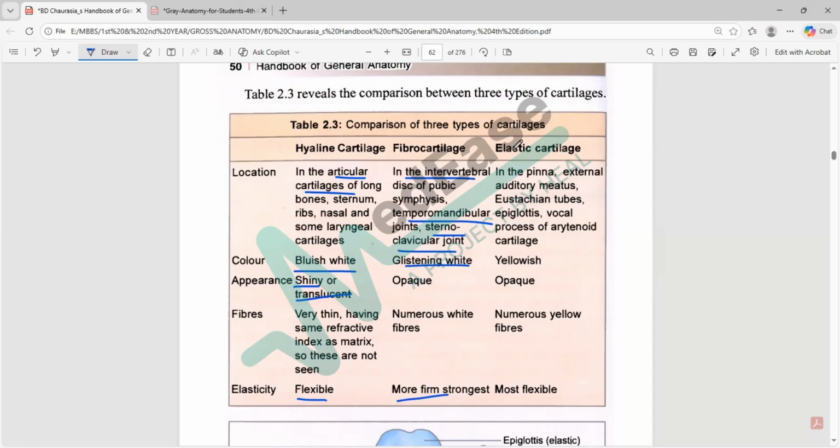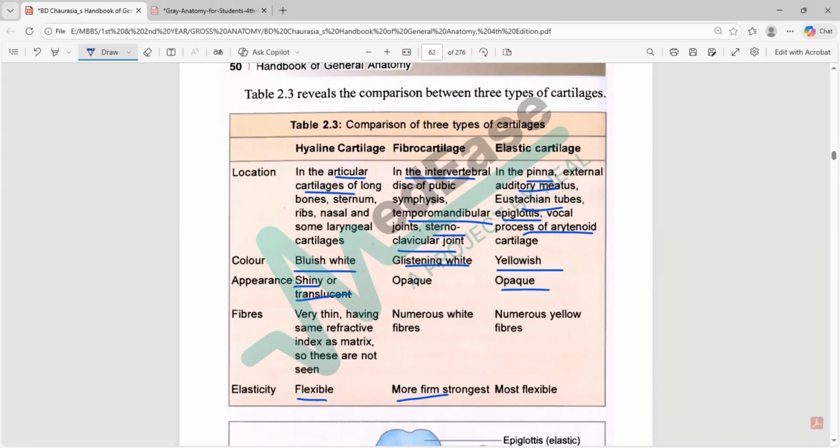Then we have the elastic cartilage, which is specific to certain locations. We have the pinna, which is the external ear, the external auditory meatus, the eustachian tube, the epiglottis, and the arytenoid cartilages. This appears yellow and opaque. It contains numerous elastic fibers, which provide flexibility.